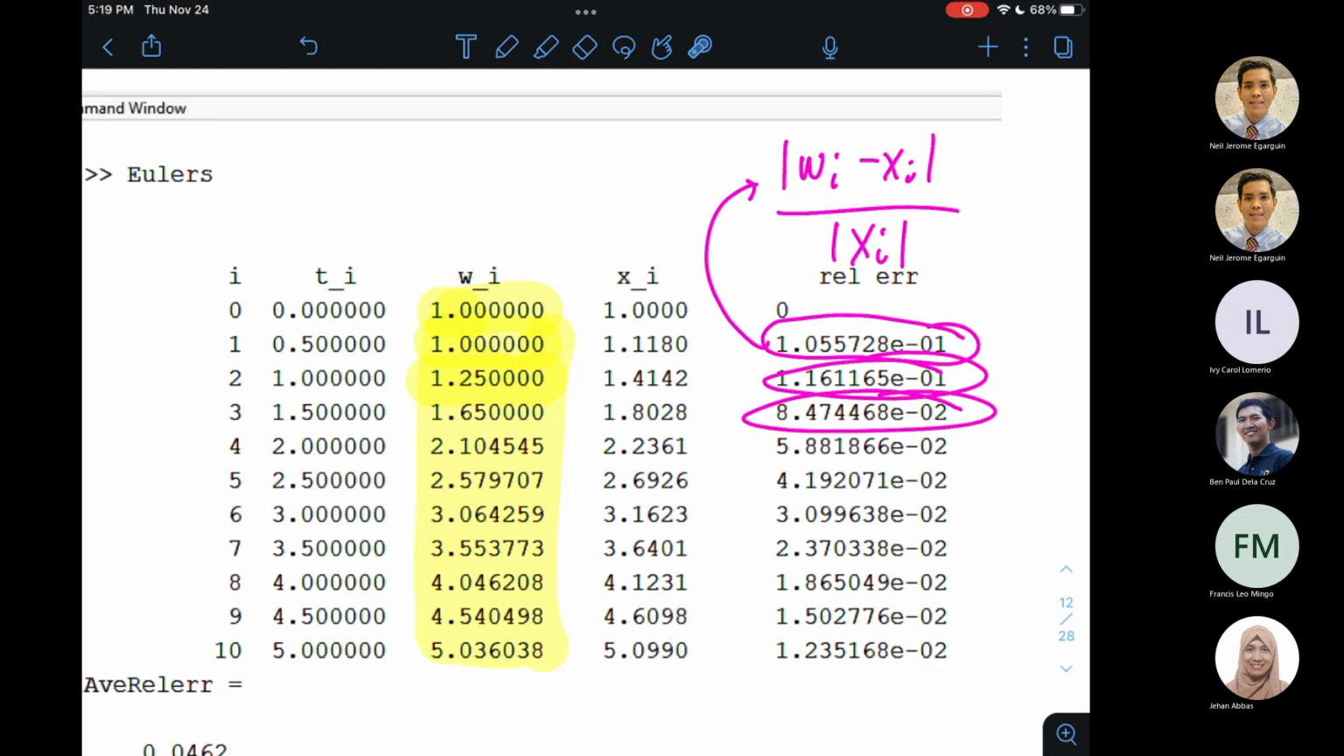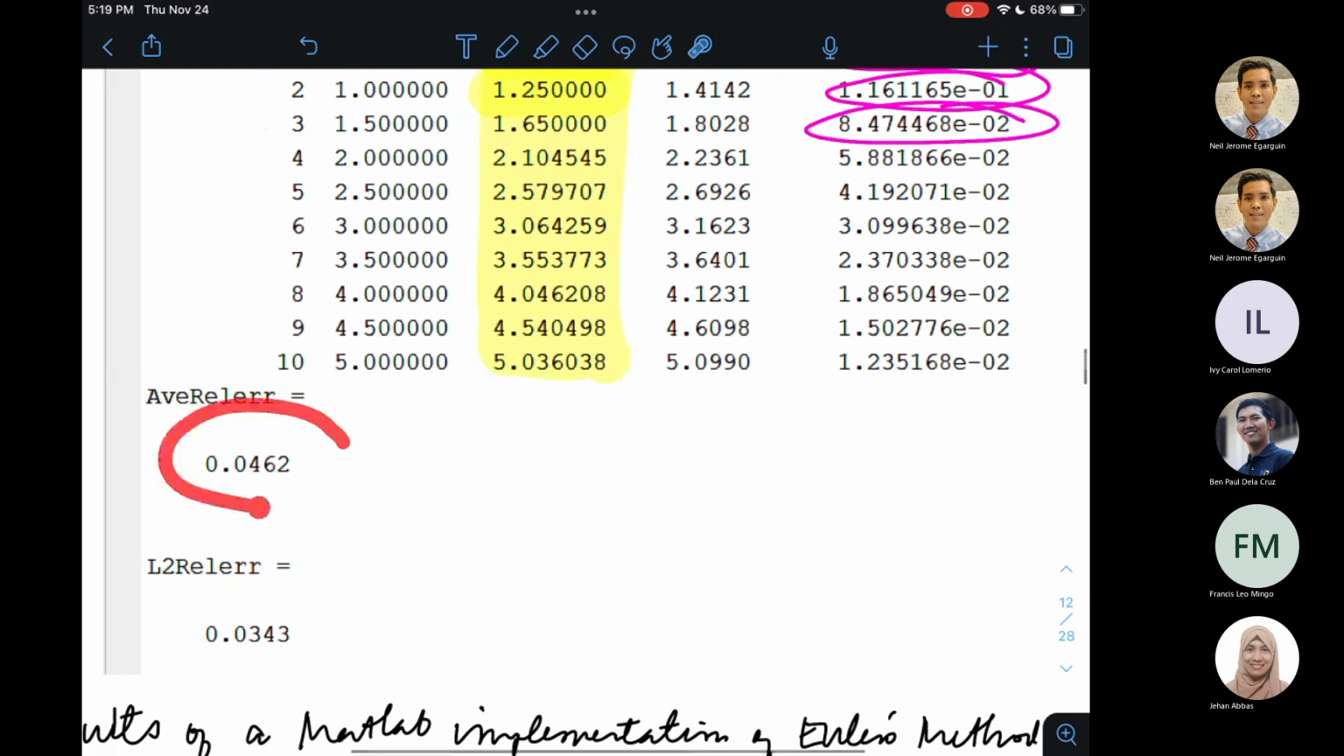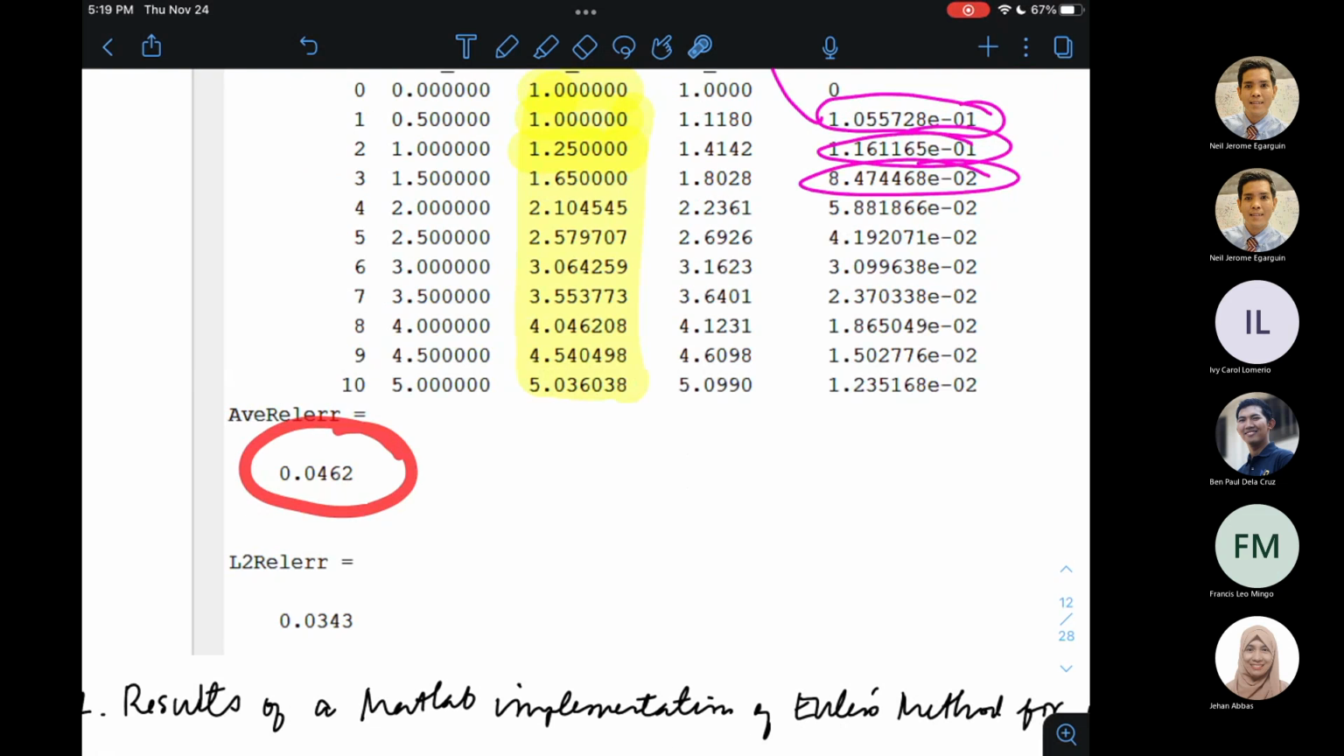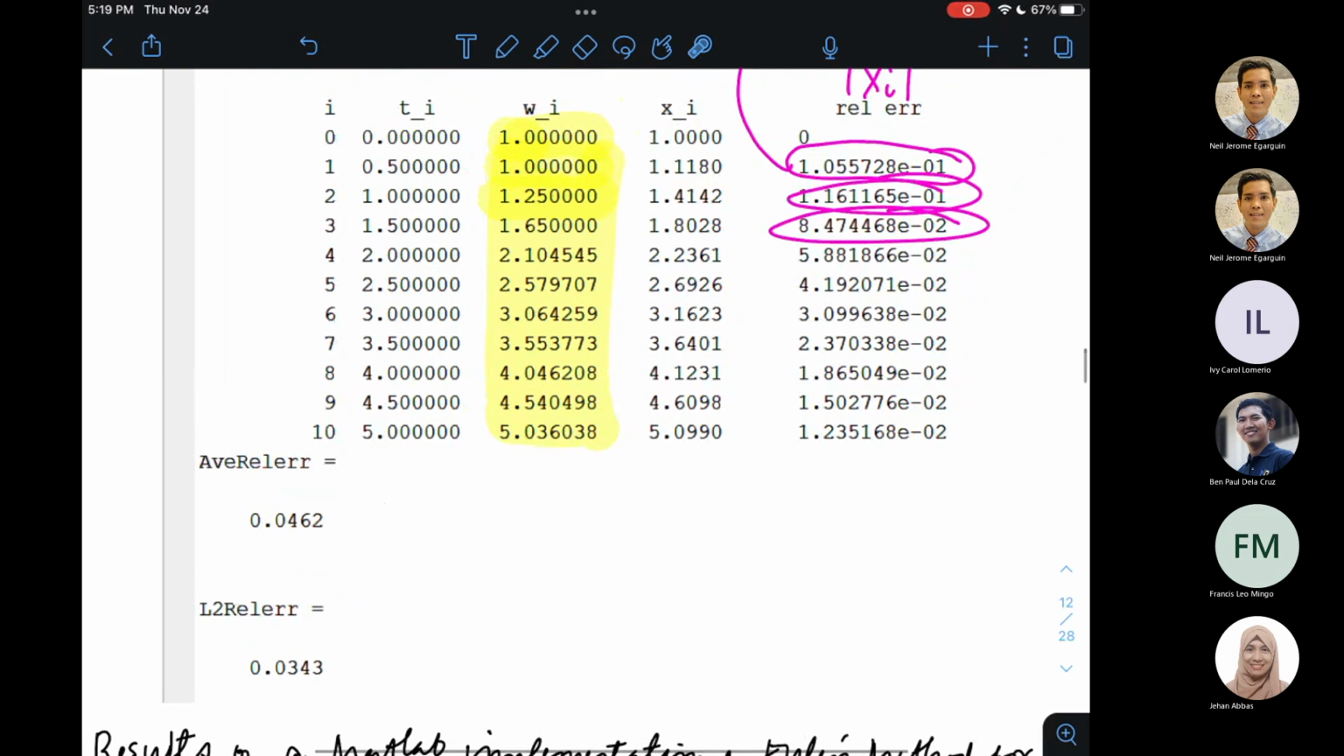Local in the sense that we're looking at what are the errors at each of the t sub i's. Okay, so what's the difference between the estimated function value and the true function value? Now, if you want to get a global idea of the error, you can either compute the average relative error. So just giving equal weights to all of these. So kunin mo yung average ng relative error. So we can say that our approximation is around 4.62% yung error niya.